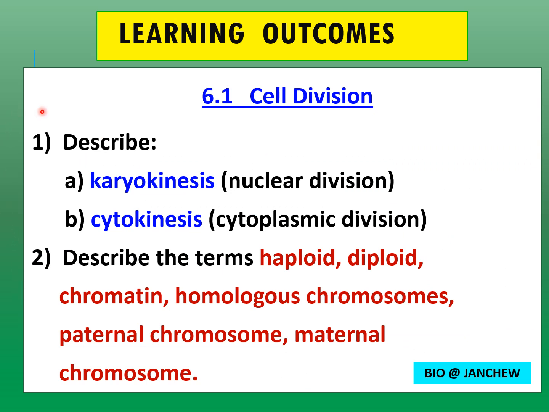This lesson involves subtopic 6.1 on cell division, and the following are the learning outcomes. Firstly, after the lesson, we should be able to describe or state or explain A, karyokinesis, which is nuclear division, and B, cytokinesis, which is cytoplasmic division. Secondly, we must be able to describe the terms haploid, diploid, chromatin, homologous chromosomes, paternal chromosomes, and maternal chromosomes.